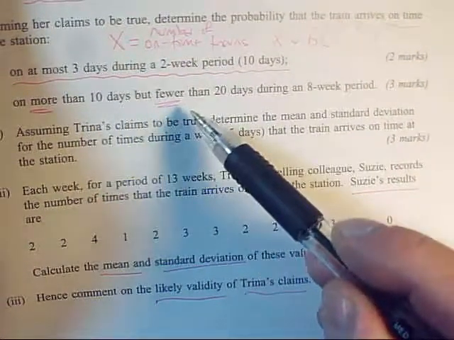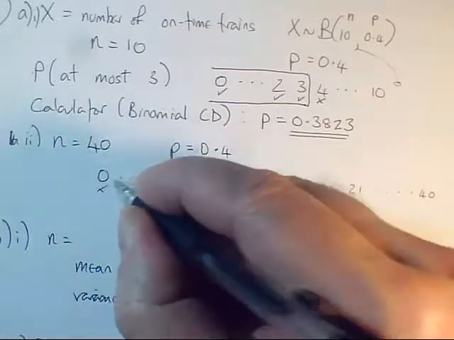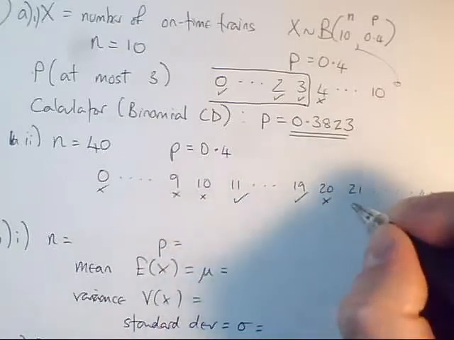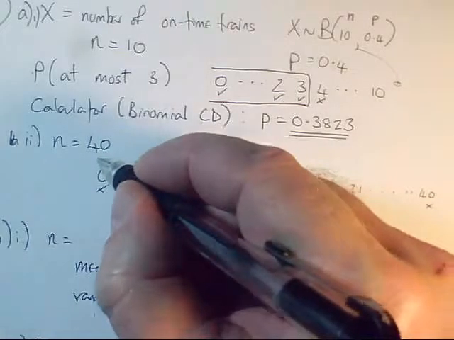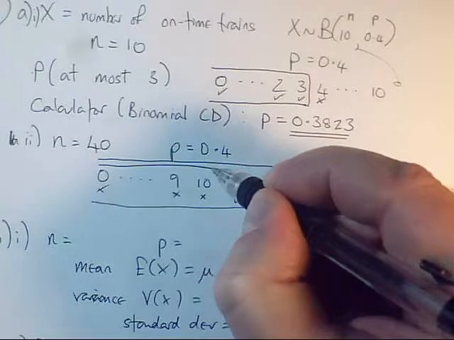More than 10, but fewer than 20. So it's not allowed to be 10. It is allowed to be 11. Can't be any of these. Fewer than 20, so it can be 19, but fewer than 20, it can't be 20. So I'm going to get rid of all of those. So I need a box that includes the 19, but I need to exclude these.